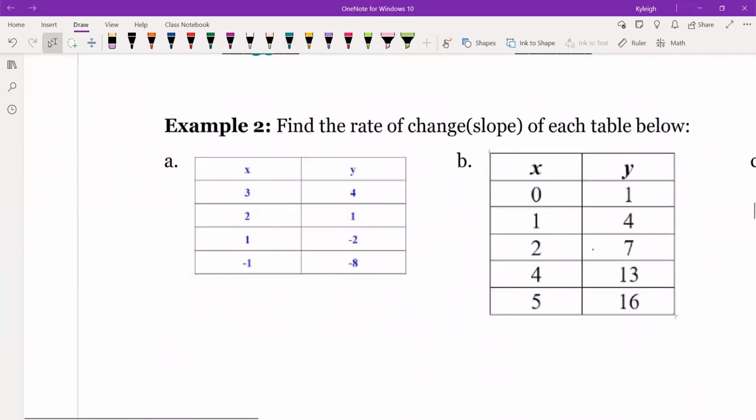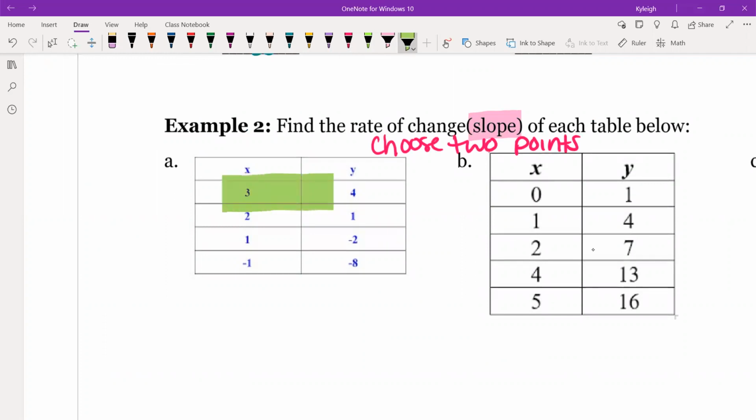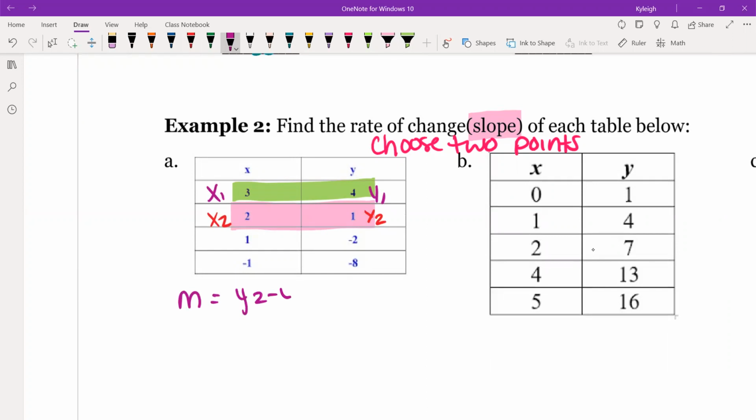Now, if we have a table, nothing really changes. If it says rate of change, that just means slope, remember. So we just choose 2 points. I just normally choose the first 2. Okay, so I'm going to choose this one as one pair, and this is another pair. So this is my y2, my x2, this is my x1, y1. Still plug it into the formula.